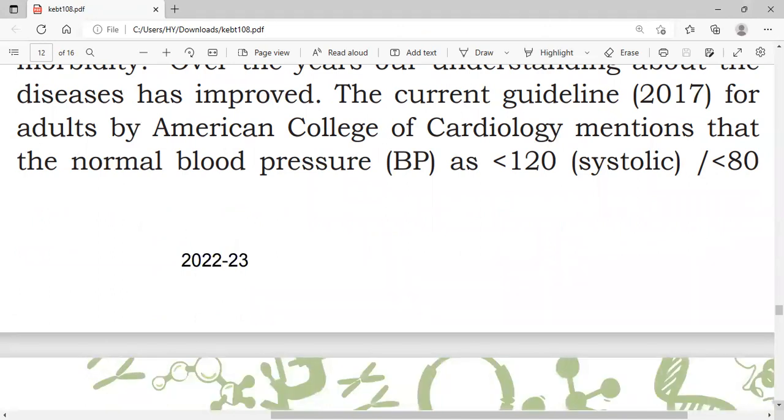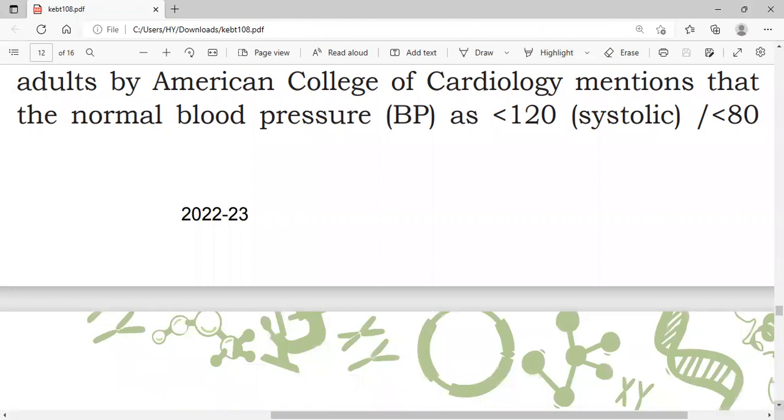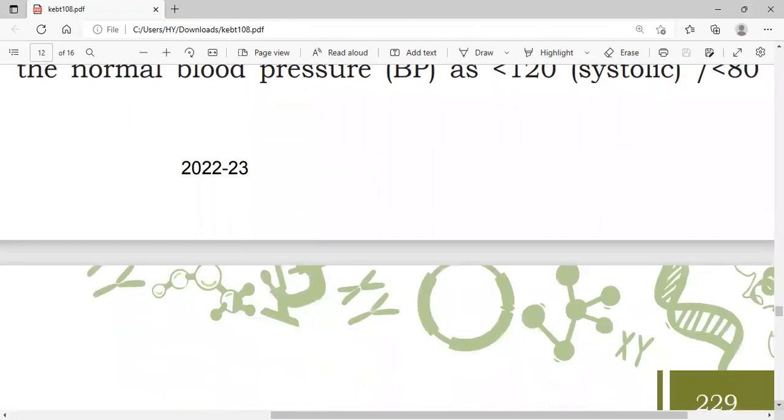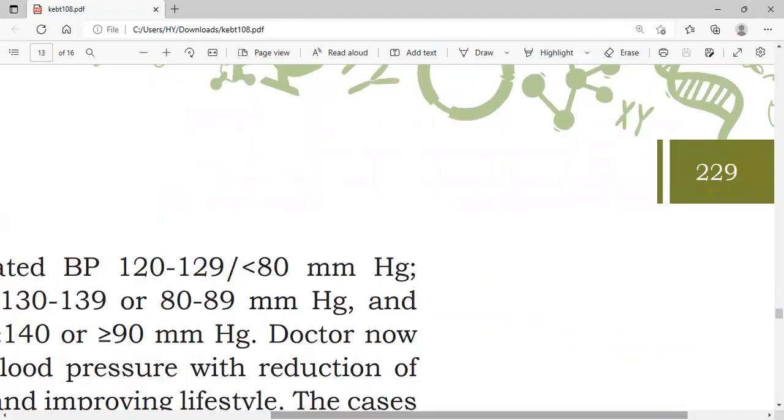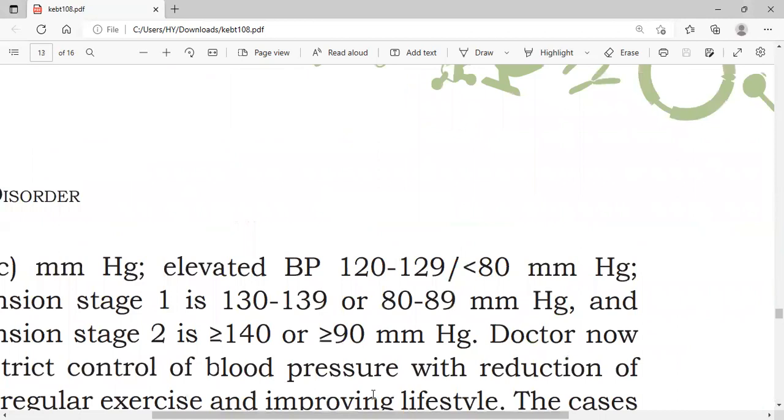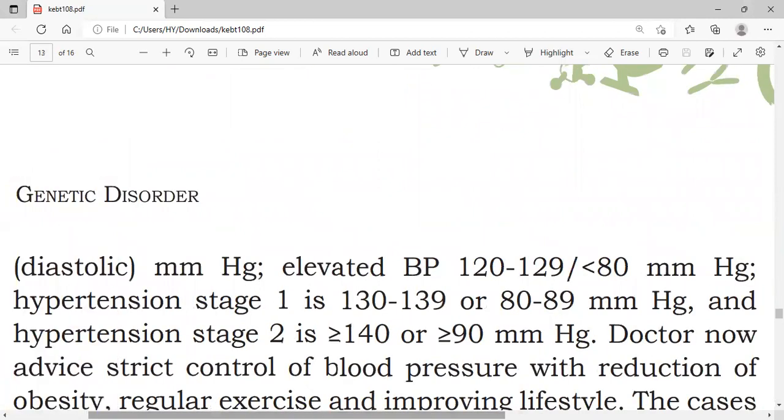The current guideline 2017 for adults of American College of Cardiology mentions that normal BP is less than 120 systolic, less than 80 diastolic. This should be the range, in millimeter of Hg. Elevated BP is 120 to 129 and less than 80 millimeter of Hg.